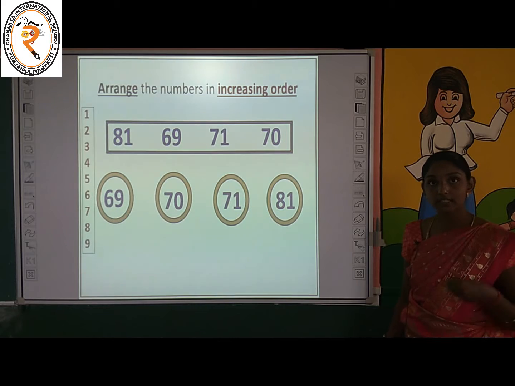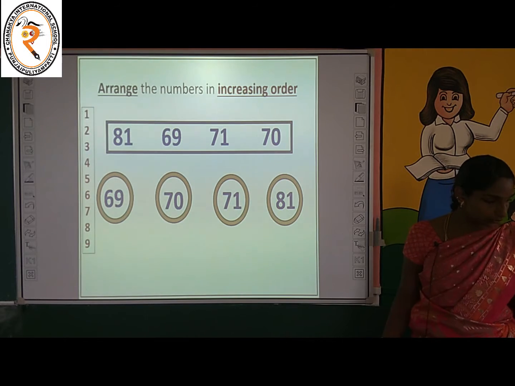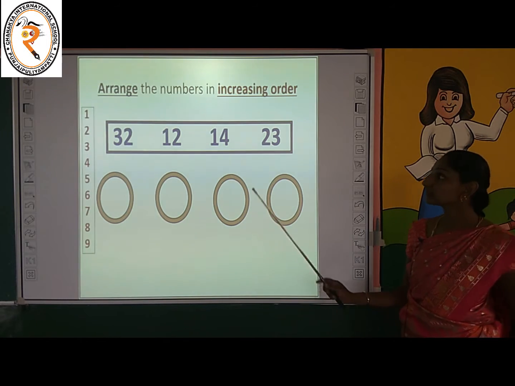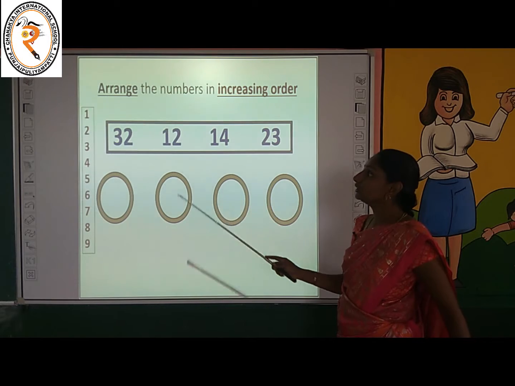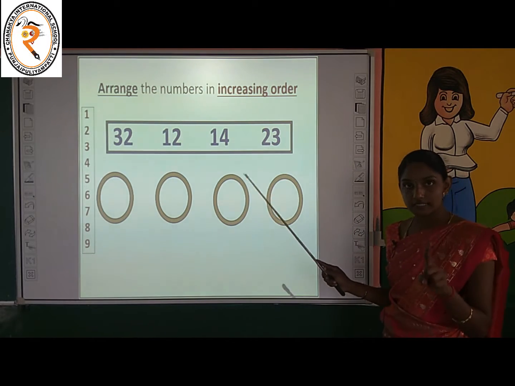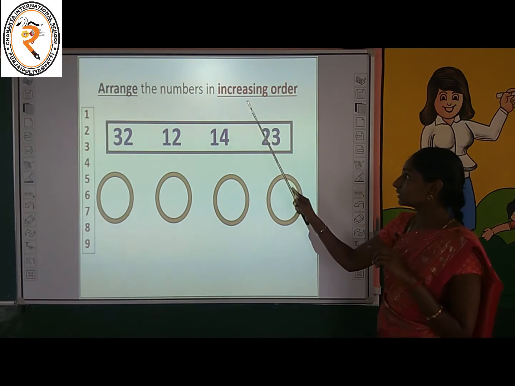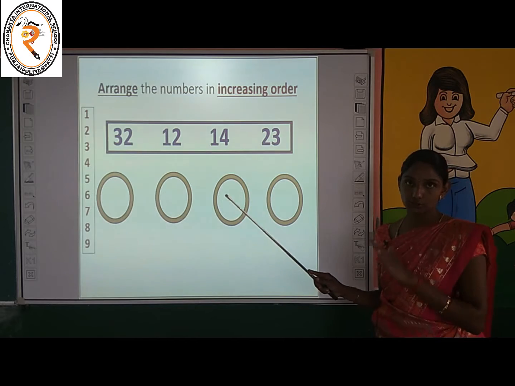By practicing regularly, by taking more practice, you can easily arrange the numbers. Okay children, you need more practice. That's it. Next one more for you. 32, 12, 14, 23. The first step, smallest to biggest. Keep that in your mind. Increasing order means smallest to biggest.